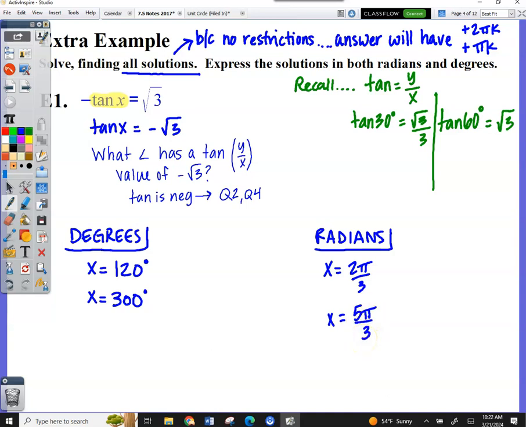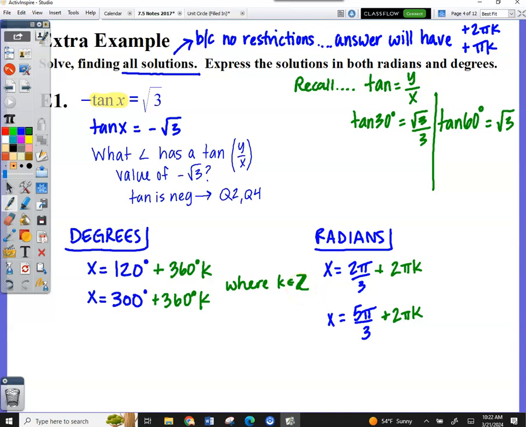Now it said find all solutions, which means we need to account for negatives. Coterminals. Right? So this is where you say plus, this is degrees, so 360k. What would this one be plus? 2 pi k. Now, you do need to be able to say, where k, just say it one time, is an integer.